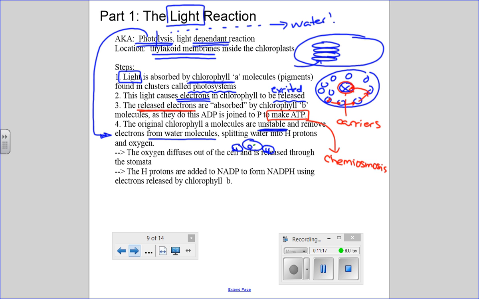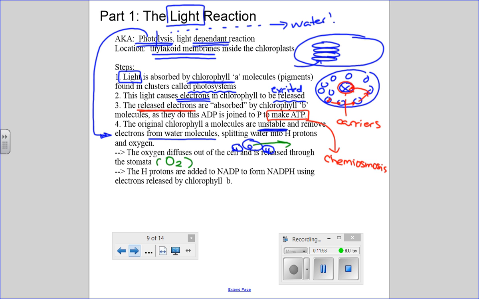The oxygen is going to go off, find another oxygen to pair up with, and diffuse out of the cell. So the oxygen, which is where we get the O2 gas, comes from that molecule of water. Once 2 molecules of water have been split, then I have 2 O's. I can make a molecule of oxygen, and it can be released through the stomata, which are the little pores on the surface of a leaf.